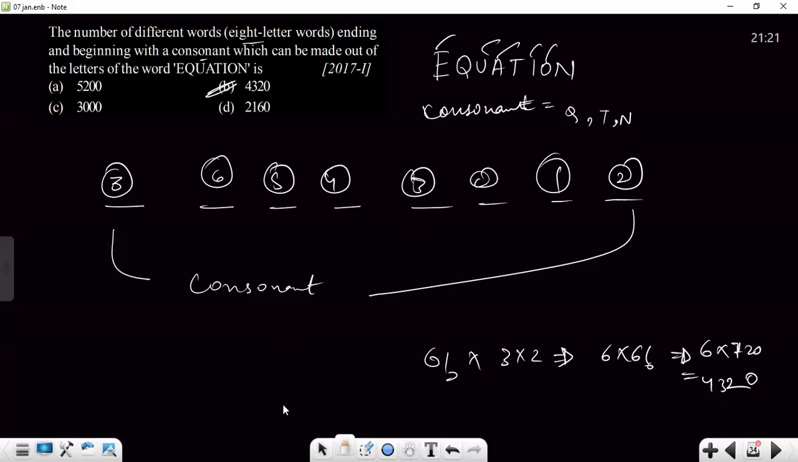Any doubt? The basic concept, steps to follow in these kinds of questions: we have to fill those places which have a condition on them. So we'll have to consider the special cases first, thereafter fill the remaining with whatever is left to us.